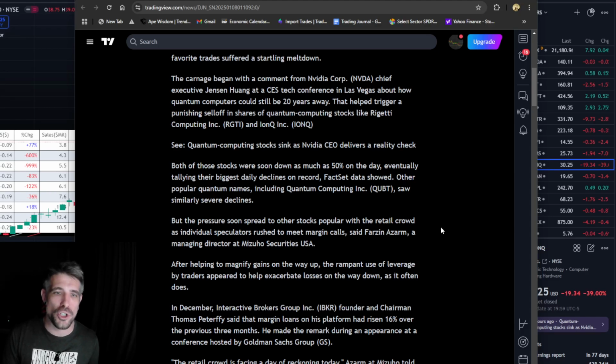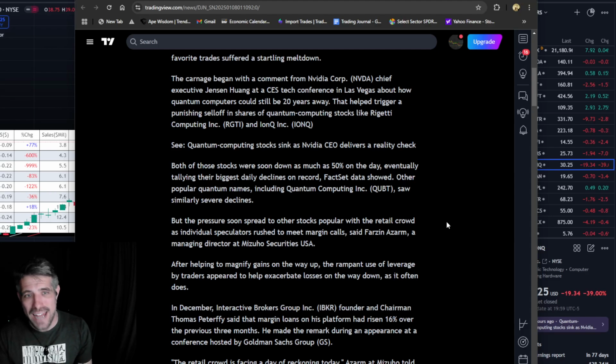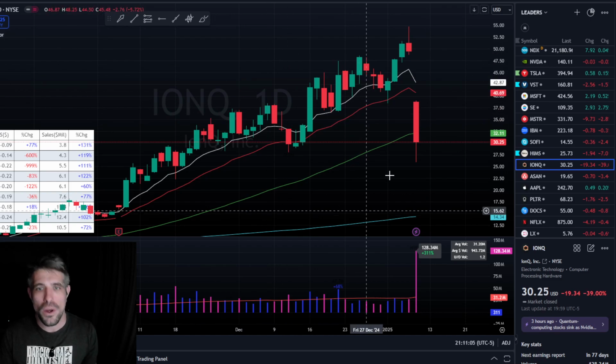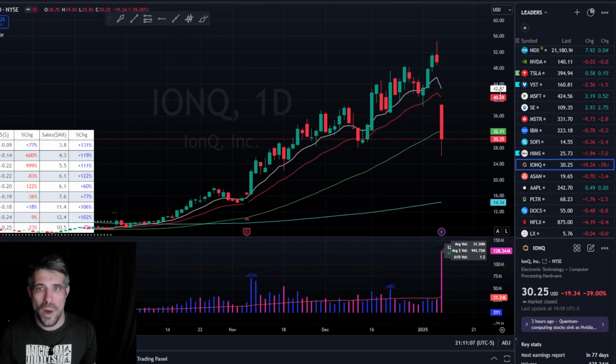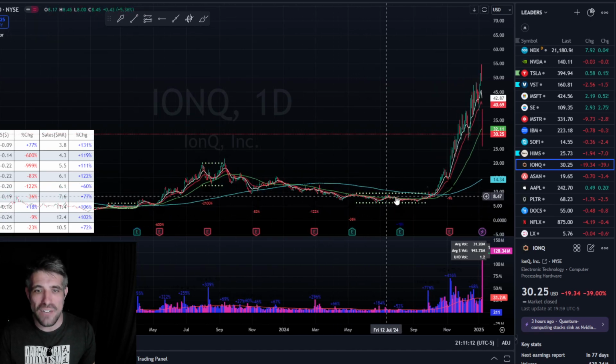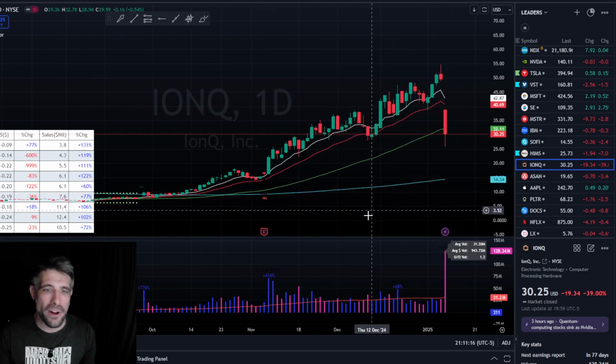Both of those stocks were soon down as much as 50% on the day. That is RGTI and IONQ. Okay, now I have IONQ up here for you. This was one of the leaders in the quantum computing stocks. We talked about this all the way back here when it was leaving its stage 1 base and entering its stage 2. It had a few areas you could have entered.